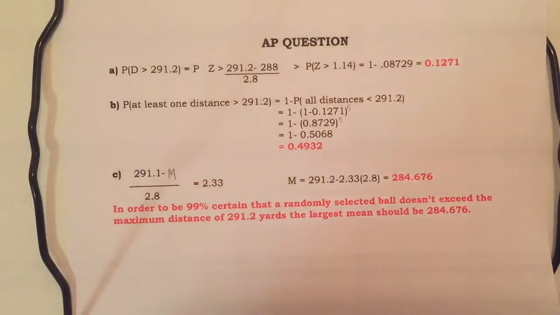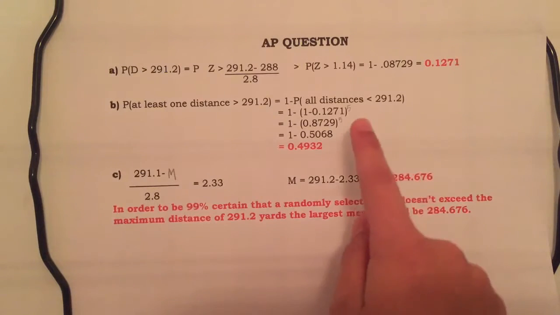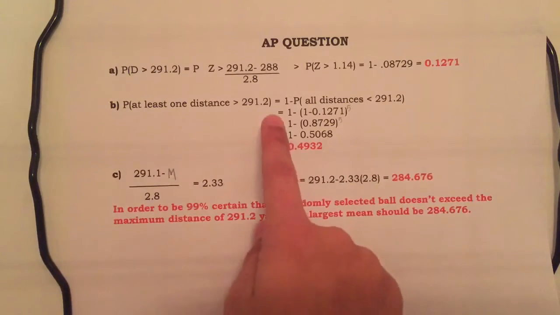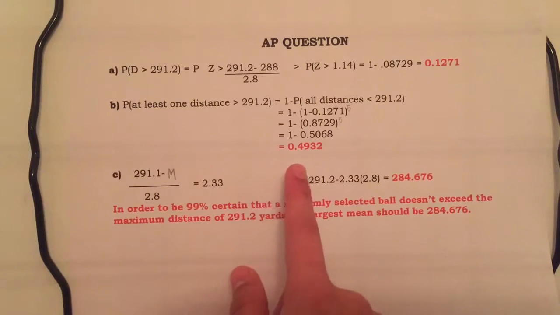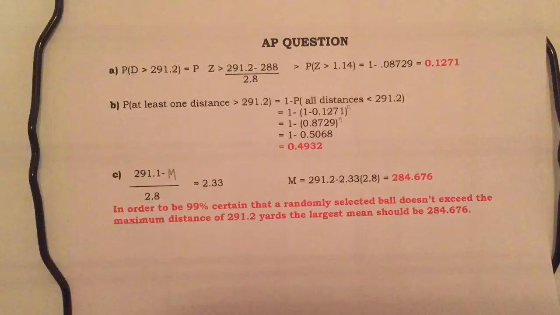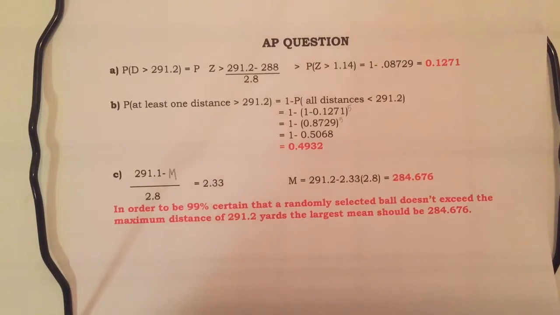So we do 1 minus the quantity of 1 minus 0.1271, which was 0.8729, raised to the 5th power, and this is just showing out all the work. So this is the original equation, and we're just going to show all the work, and we get 0.4932. So there is a 49.32% chance that at least one of the 5 balls will exceed the maximum distance of 291.2 yards.